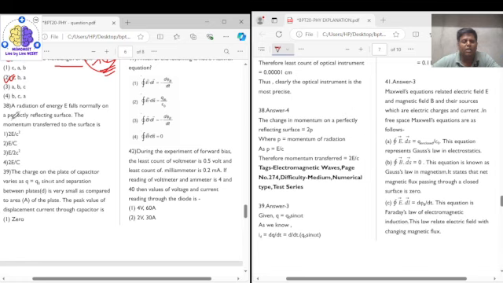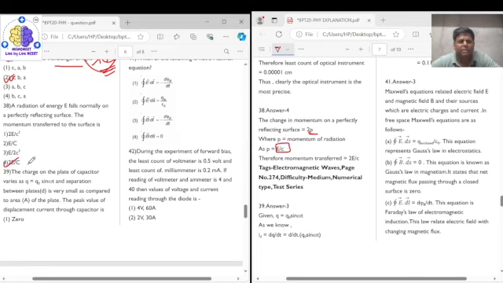Now coming to question number 38, radiation of energy E falls normally on a perfectly reflecting surface. The momentum transferred to the surface will be 2 times the momentum the radiation has. The momentum is given by E upon C, right? The change in momentum is perfectly 2 times the momentum, okay? And the momentum for this radiation is given by E by C, so the answer will be 2 times E by C, which is our option 4.